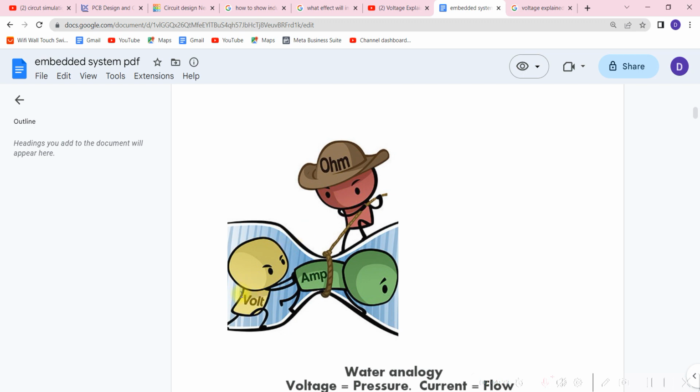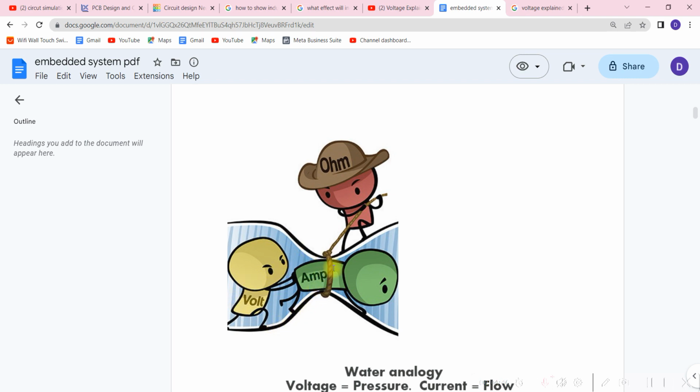Voltage, as you can see, is pushing this guy, and this guy is trying to prevent him from passing through. They're like fighting each other. Voltage is measured in volts. This little guy in the middle here is current, the green boy, measured in amps, and this guy up here is resistance, measured in ohms. Voltage is your pressure or driving force.